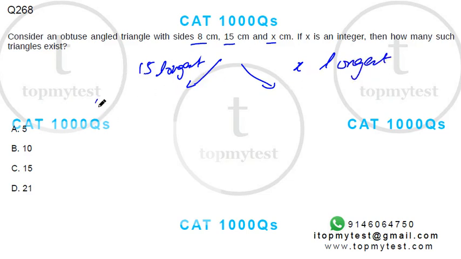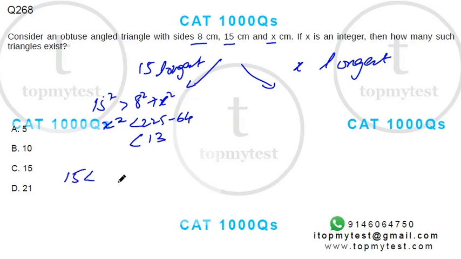If 15 is the longest side, 15 square should be greater than 8 square plus x square, which means x square should be less than 225 minus 64, which is 161, so x should be less than 13. Further, it is a triangle, so 15 should be less than 8 plus x. So x should be greater than 7. x should be more than 7 and less than 13.